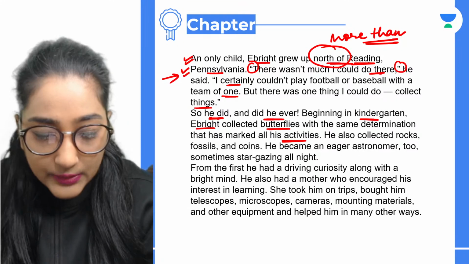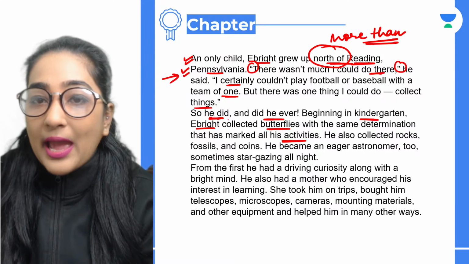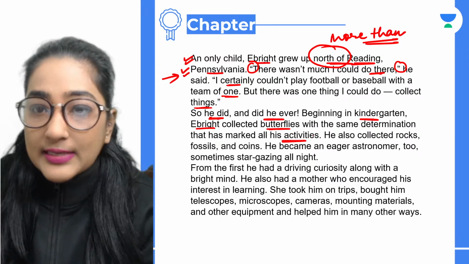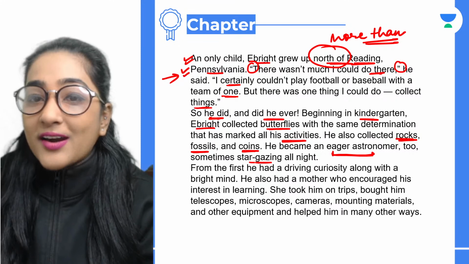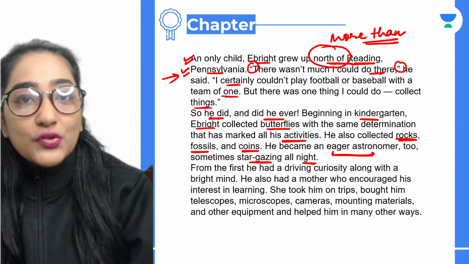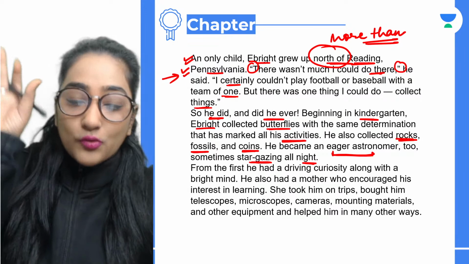So we see that he developed a very strange habit. And what was that? Collecting butterflies. And what did he collect along with that? He also used to collect rocks, fossils, and coins. And he became an eager astronomer too, sometimes stargazing all night. You know what astronomers do? They are very much interested in astronomy. So what did he used to do? He would gaze at all the stars at night.